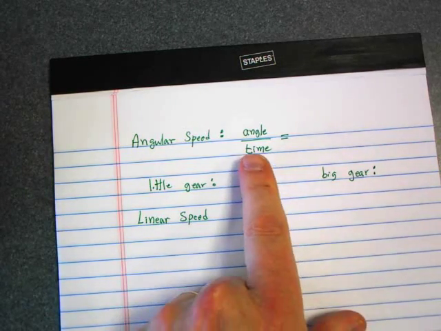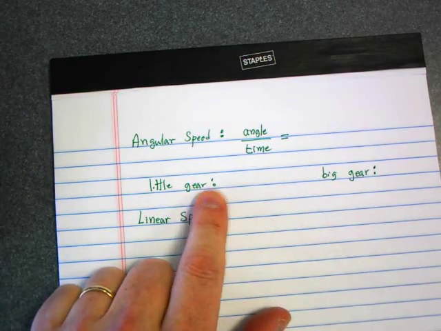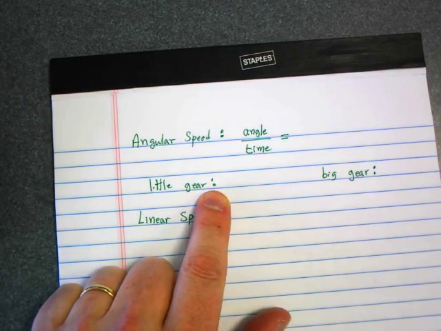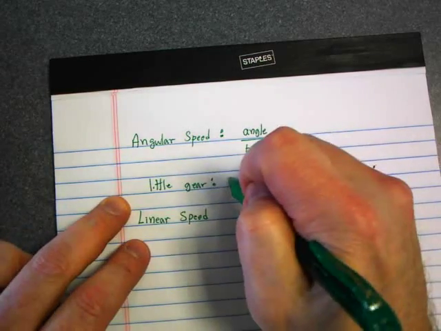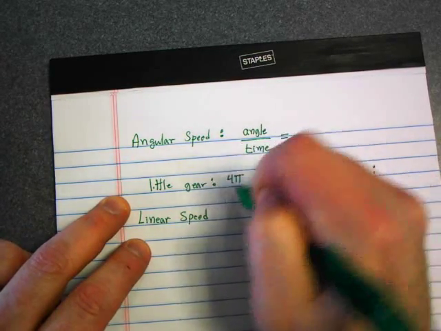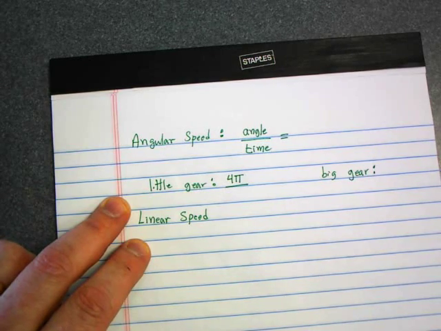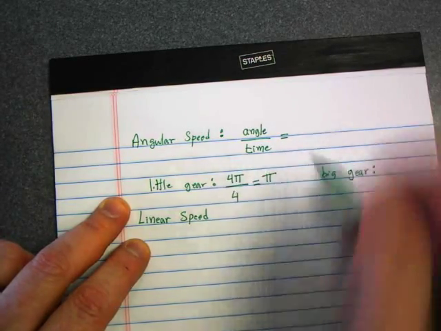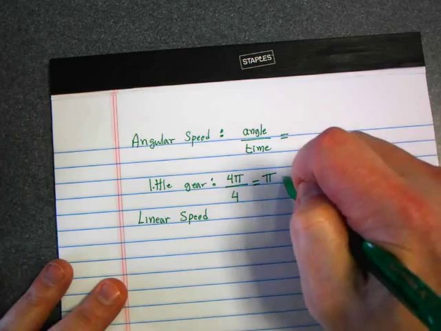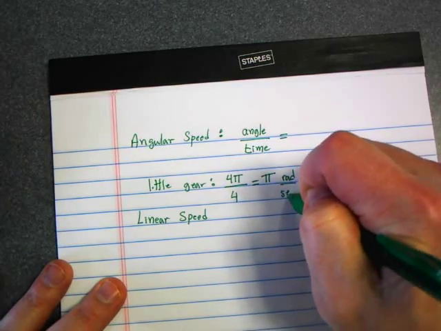Okay, so for the little gear, what's its angular speed? It did how many rotations? 2, which is what angle? 1 revolution would be 2 pi, so 2 revolutions would be 4 pi. So its angular speed is 4 pi divided by, how long did it take? 4 seconds. So its angular speed would be pi, and the units would be radians per second.